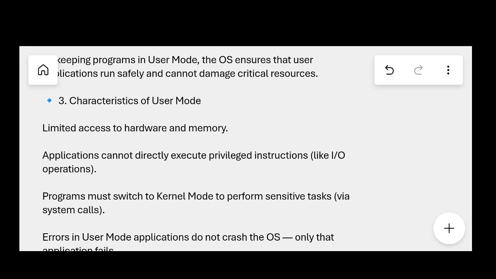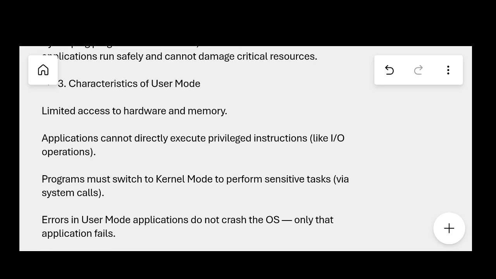So programs have limited access to hardware and memory. They cannot directly execute privileged instructions like I/O operations. So whenever they need special access, they must switch to kernel mode using system calls. If an error occurs in user mode, then only that program crashes. The entire operating system remains safe.